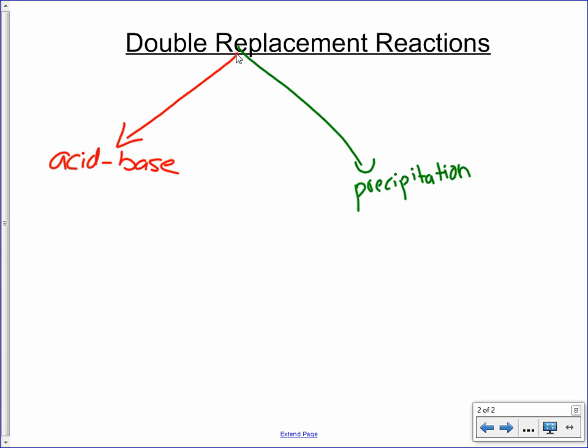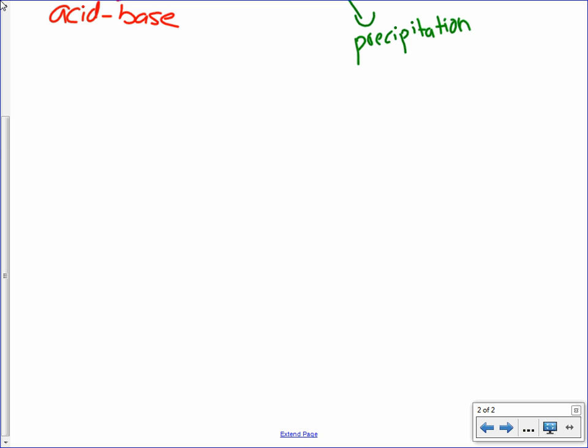So double replacement reactions are either going to be acid-base or they're going to be precipitation. One or the other, always. Always, always. So let's start out with a simple acid and base, and let's see how they react. Let's work with hydrofluoric acid and sodium hydroxide. Examples we used earlier. Okay?